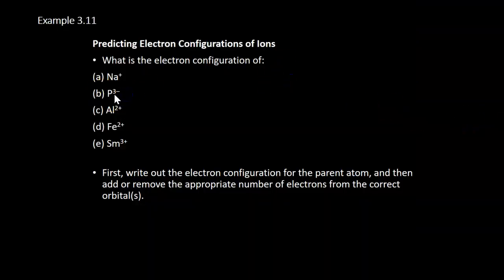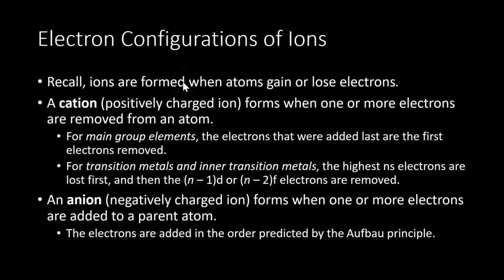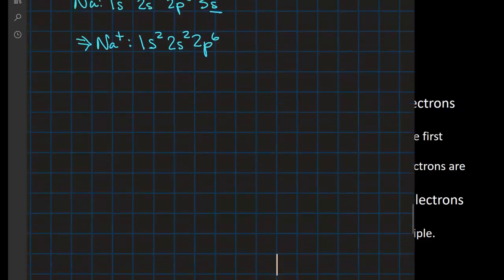Looking at phosphorus, we have a 3 minus charge. And I think I might not have read that part of the slide, but an anion is a negatively charged ion, and it forms when one or more electrons are added to the parent atom. These electrons increase the number of electrons beyond the number of protons in the atom, and therefore it will have a net negative charge. We're going to add the electrons according to the Aufbau principle, just the way you would if you were writing an electron configuration for any other situation.